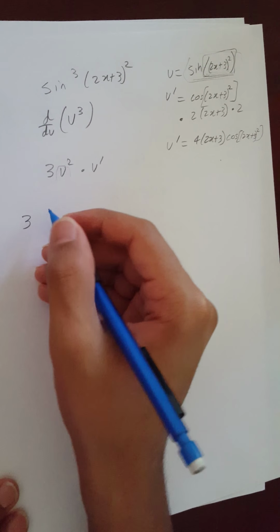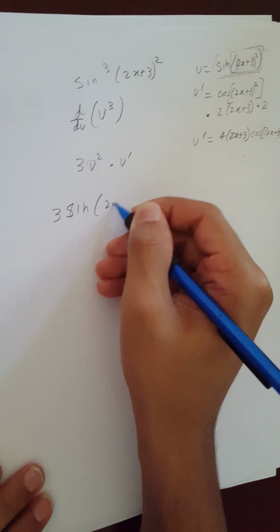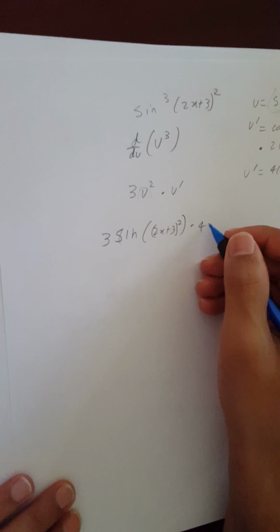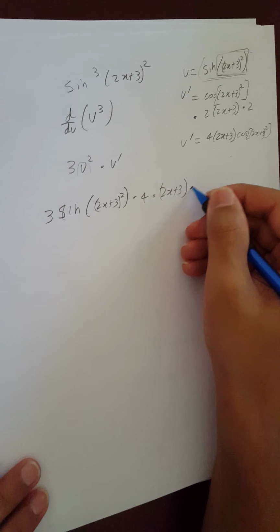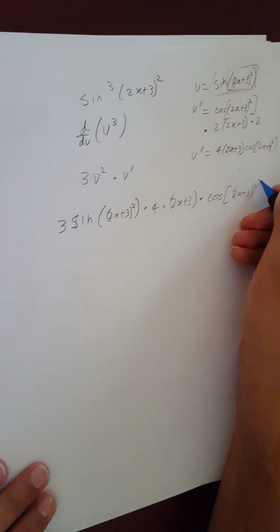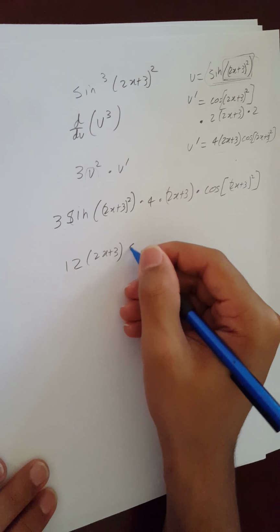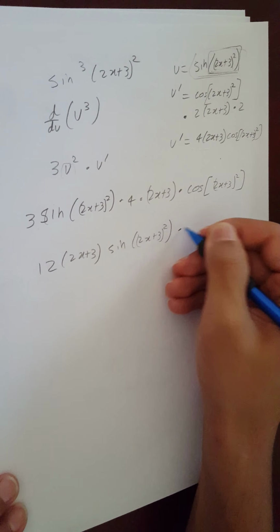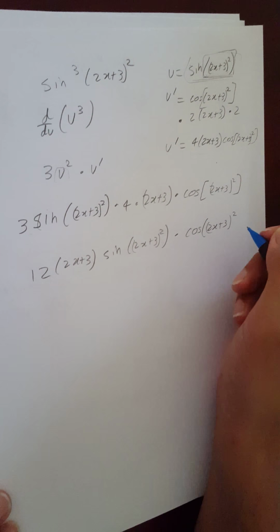And we plug everything back in. 3 times u, which is sine of (2x plus 3) squared, squared, times this whole derivative, 4 times (2x plus 3) times cosine of (2x plus 3) squared. And we just collect like terms. 4 times 3 is 12, times (2x plus 3), times sine of (2x plus 3) squared, times cosine of (2x plus 3) squared.